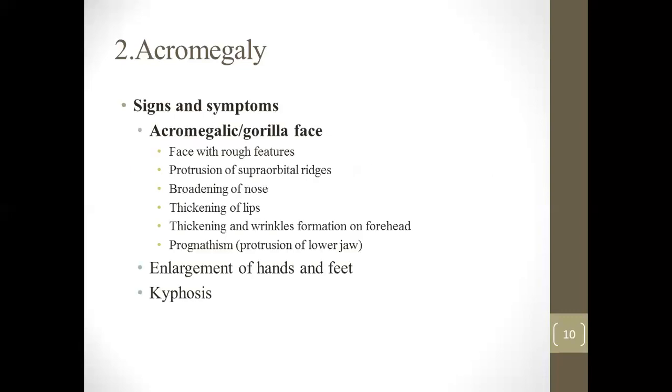After this, we can see here in this slide the signs and symptoms of the acromegaly: the face with a rough featured protrusion of the supraorbital region, broadening of the nose, thickening of the lips, thickening and the wrinkle formation on the forehead, and prognathism.